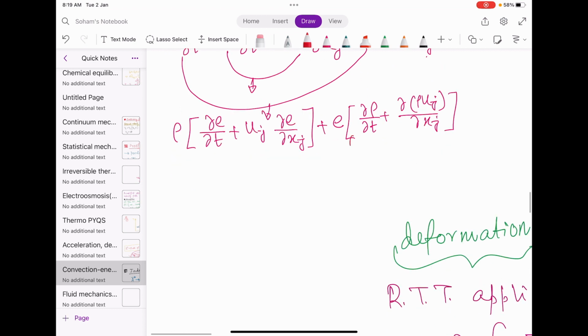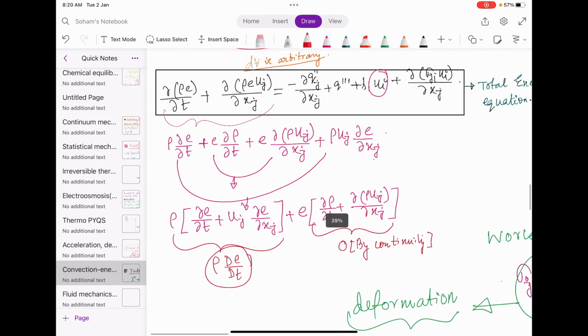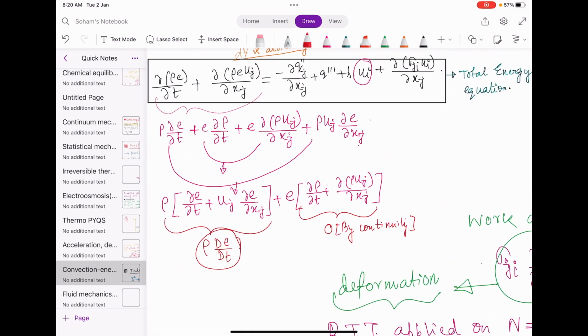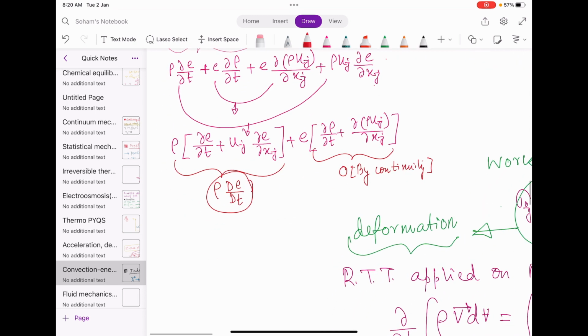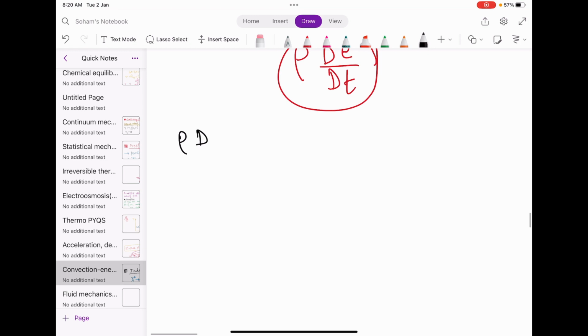Now this is 0 by continuity, and this becomes ρ into this. My objective was only to come to this expression, otherwise there was no other significance of this mathematical jugglery. So then the equation becomes this thing, ρ into this thing, equal to minus this ∂/∂x_j.